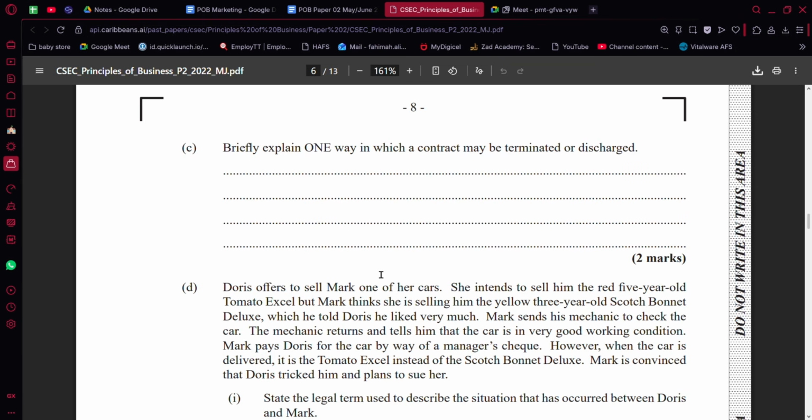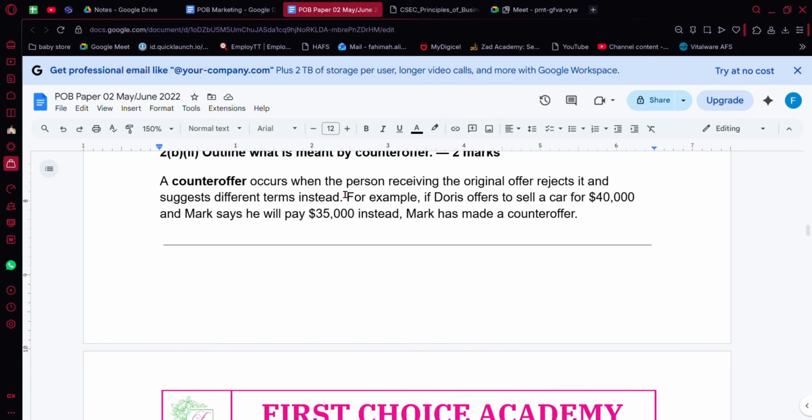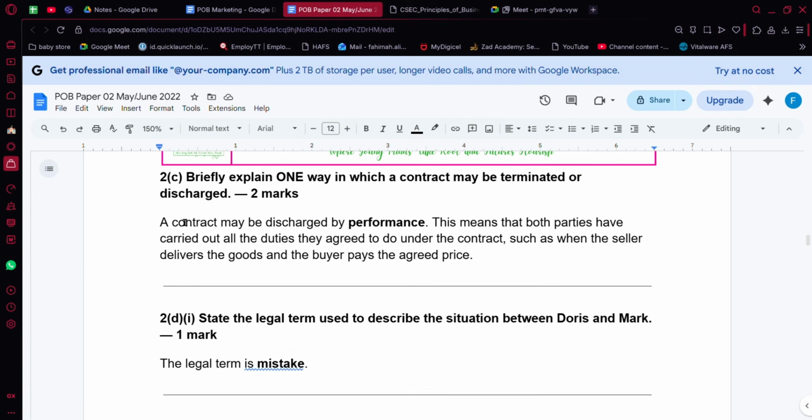Our next question. Briefly explain one way in which a contract may be terminated or discharged. Our answer is a contract may be discharged by performance. This means that both parties have carried out all the duties they agreed to do under the contract, such as when the seller delivers the goods and the buyer pays the agreed price.